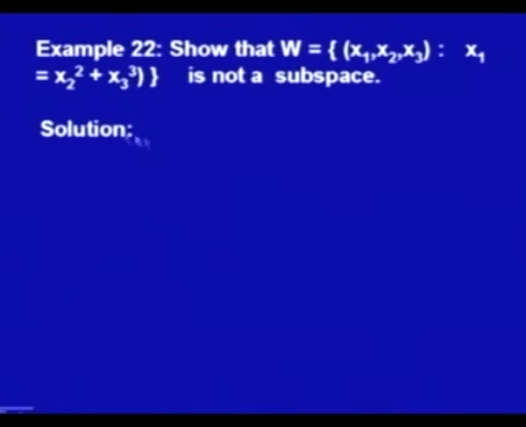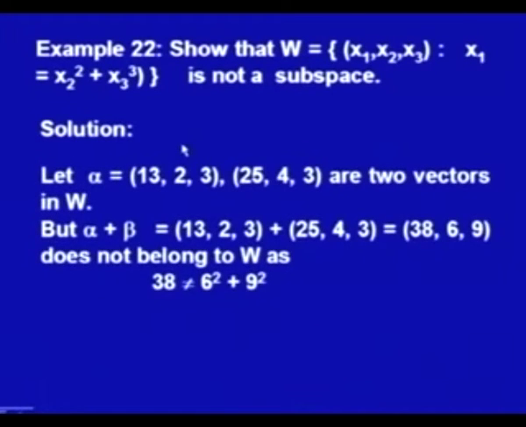Now consider the constraint x1 equal to x2 square plus x3 square, and we will see that it is not a subspace. Now, the solution. In the solution we consider an example where alpha is 13, 2, 3 and beta is 25, 4, 3, two vectors in W. One can easily see that they satisfy this constraint.